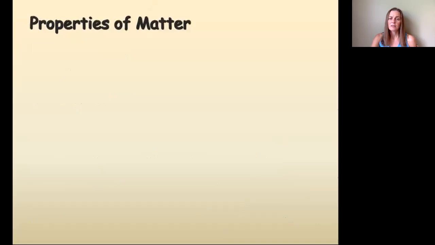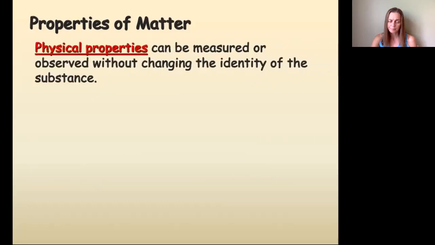All right, so we've talked about our phases of matter. Let's talk about some properties of matter. And when we talk about properties of matter, we're going to divide them into 2 categories. Physical properties are those properties that can be observed without changing the identity of the substance. So we can look at it, we can X-ray it, we can listen to it, but whatever we're doing to observe this physical property does not change the substance.